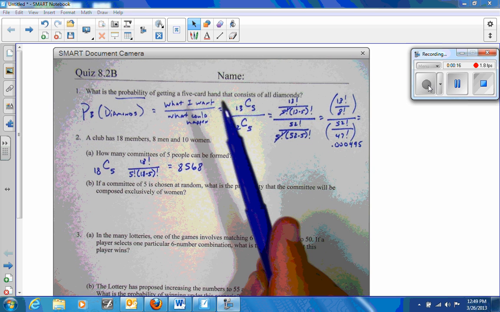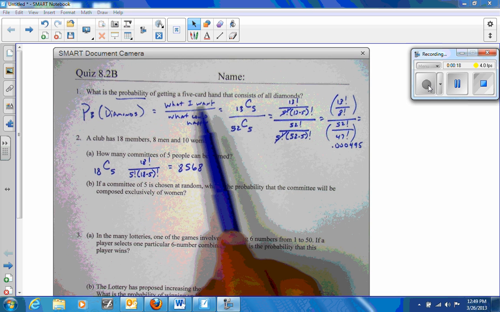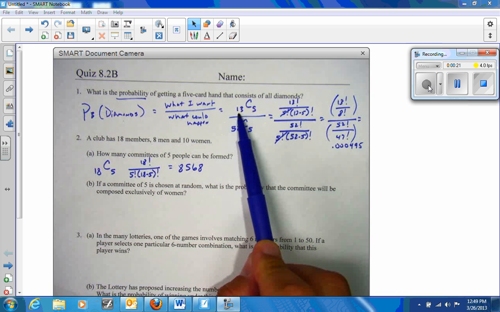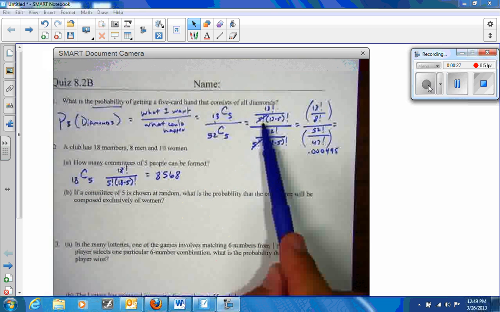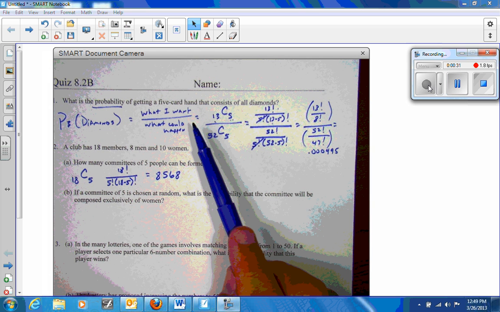Now, in this case, I want a diamond. There are 13 diamonds in the set. I want 5 of them. So 13 combination of 5. So I put 13 factorial over 5 factorial times (13 minus 5) factorial, over what could happen.